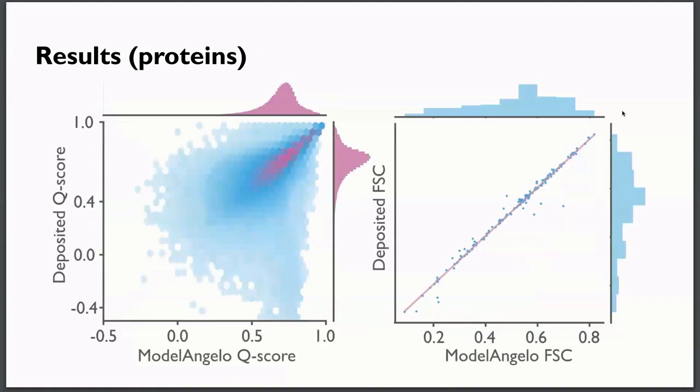This slide compares the refined models for ModelAngelo and the deposited model, comparing both the Q-scores and the FSCs. Basically, when ModelAngelo builds something in these higher resolution maps, we do as good a job as the deposited model for proteins. So that's encouraging.